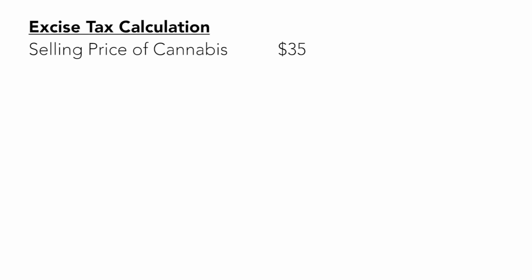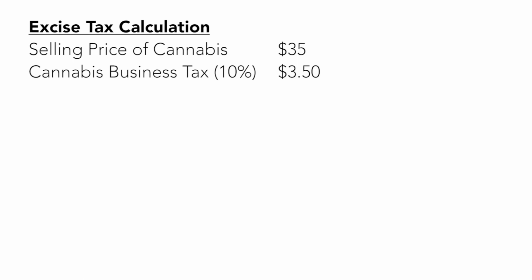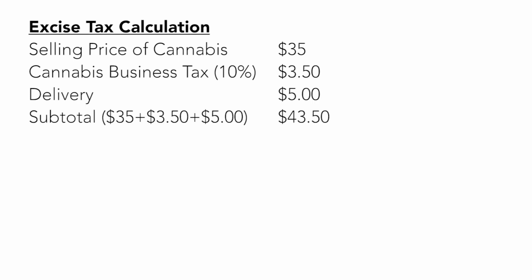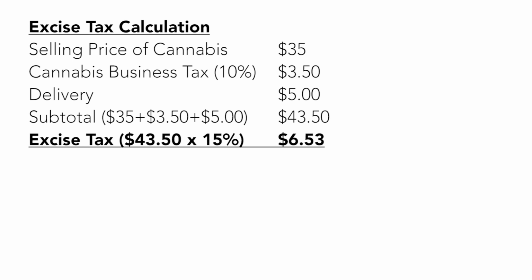Let's take a look at the tax calculation. There are three taxes that will be assessed: the cannabis business tax, the excise tax, and the sales tax. So, first, the sales price of the cannabis is $35. The cannabis tax is 10%, so your cannabis business tax is $3.50. Delivery cost is $5. So your subtotal, which is $35 plus $3.50 plus $5, is $43.50. The excise tax is applied to this subtotal, and it's 15%, which is $6.53.